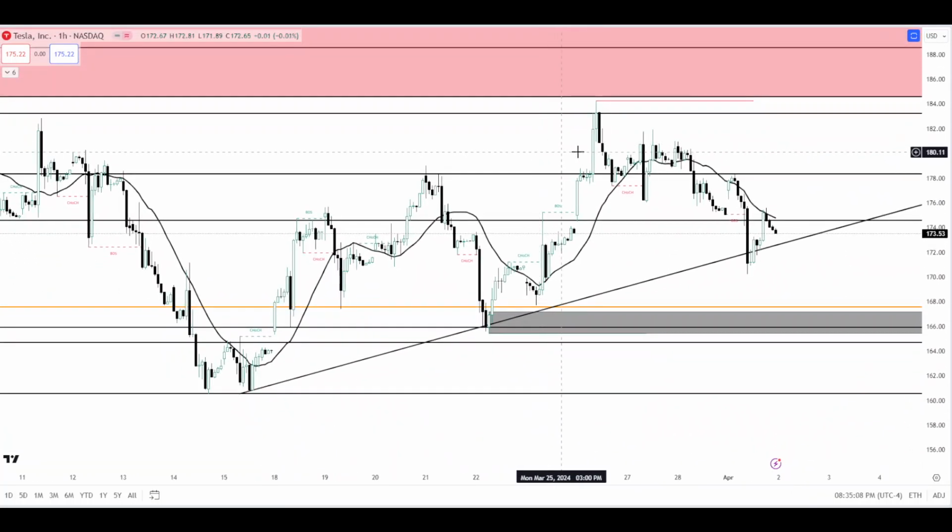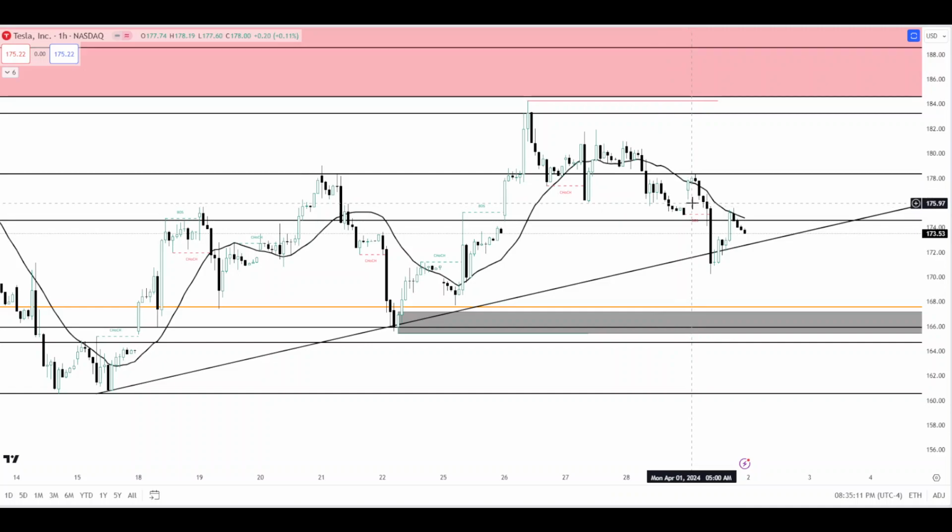One-hour chart gives a little bit different story. We had kind of a gap open today. We sold off pretty aggressively. I'll show you on the small time frame where we took a trade on Tesla that ended up going pretty nicely.